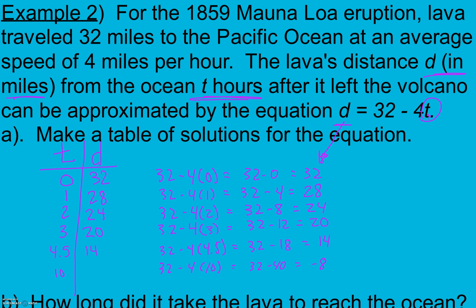Here we have to be careful. At 10, it tells me that my distance is negative 8 miles. Can I have a negative 8 for my distance? No. So that one didn't actually work in this particular situation. We can only go 32 miles because that's how far away it is. After that, we reach the ocean. Okay, so the distance from the ocean is 0 at that point.